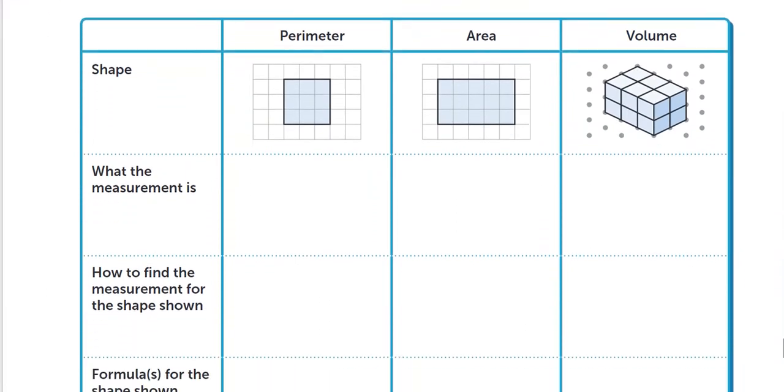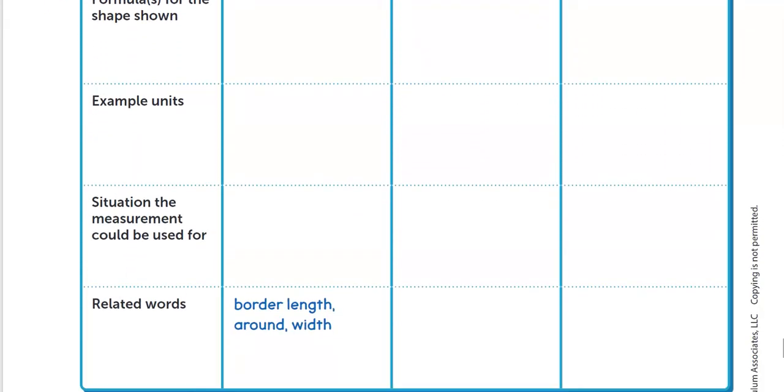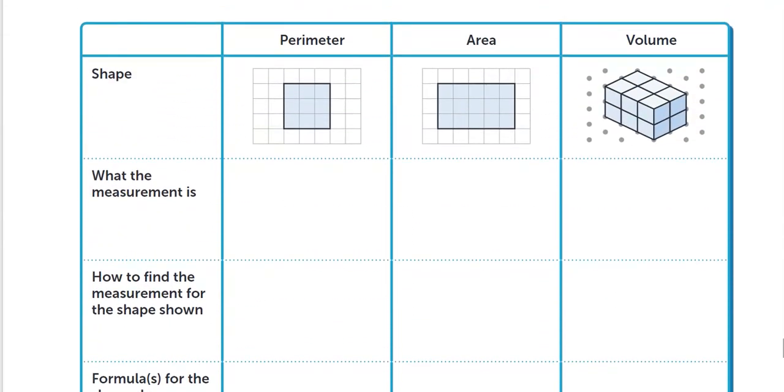Alright, let's prepare for our unit by talking about what we know. Okay, so we've got perimeter, area, and volume. And you should be doing this without me, but just to give you a few hints, just a few. Remember the perimeter, what the measurement is. The measurement of the perimeter is around the outside. Think of it like the fence. So we're going around 1, 2, 3, 1, 2, 3, 1, 2, 3, 1, 2, 3.